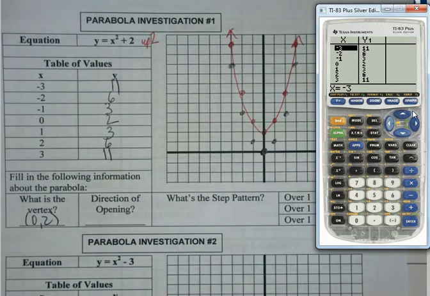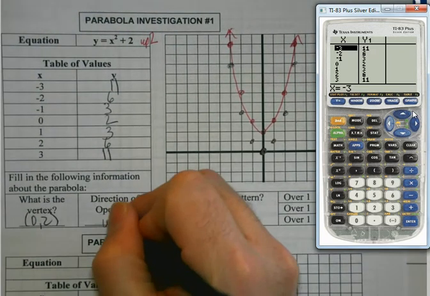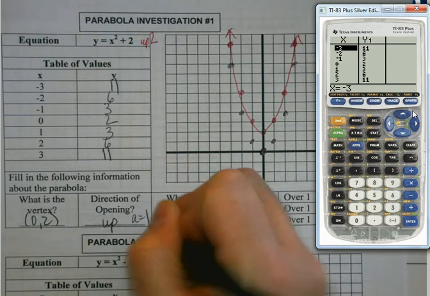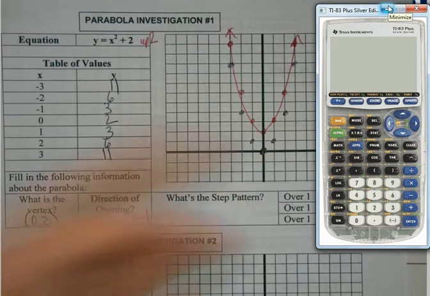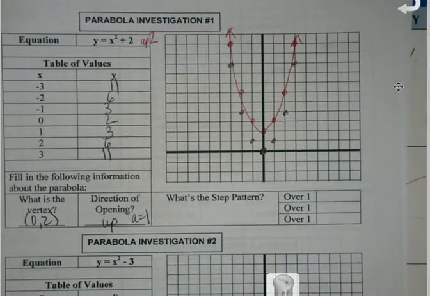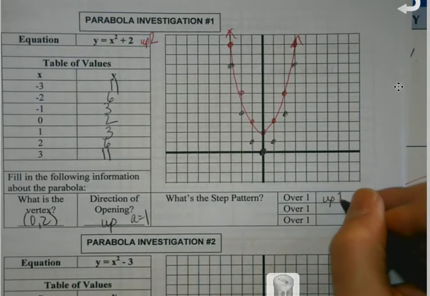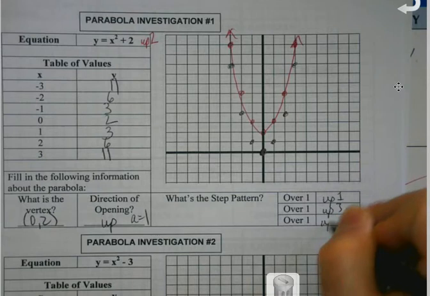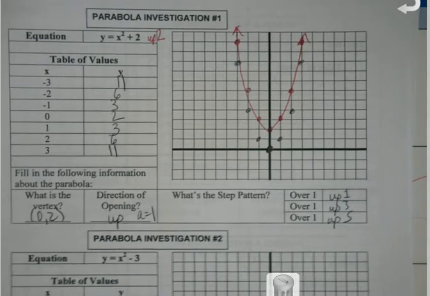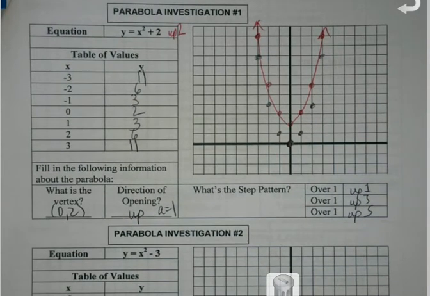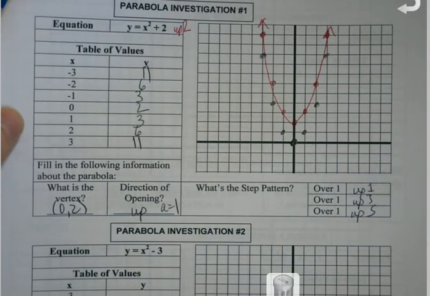Bingo. See, I didn't even need that. We're still opening up because my a value is still 1. But I don't need that other stuff if I just plot a point at 0, 0 and do the pattern. The pattern isn't going to change. It just doesn't. We get so dependent on all the electronic things, no matter what it is, that sometimes we take something really simple and make it hard because, well, I don't know why.